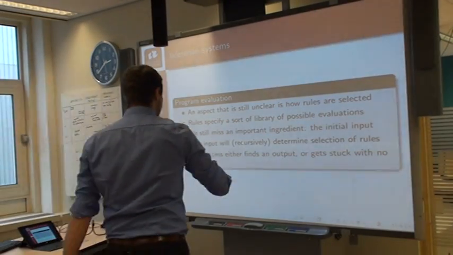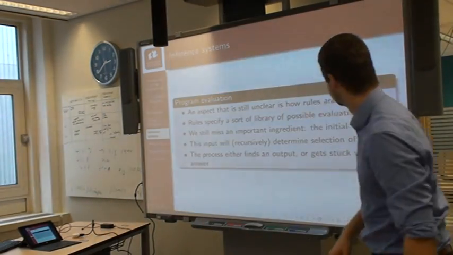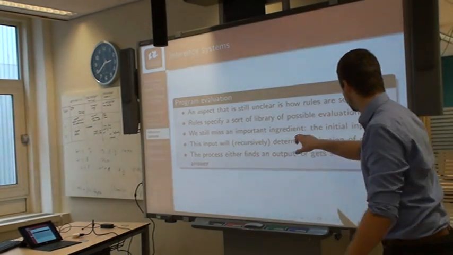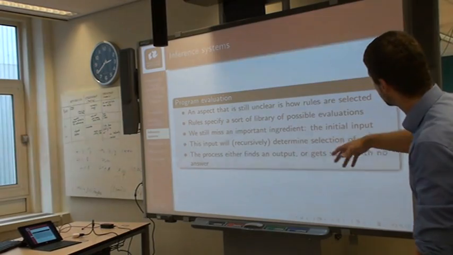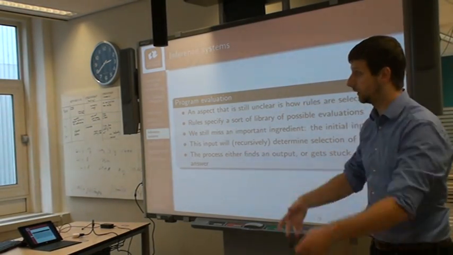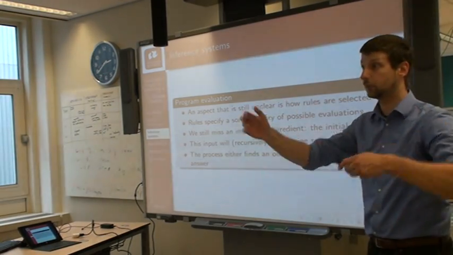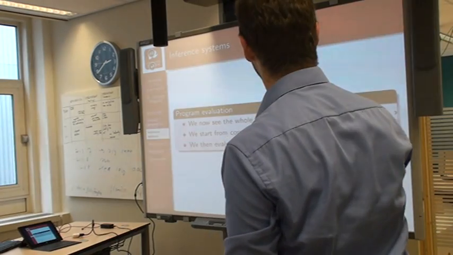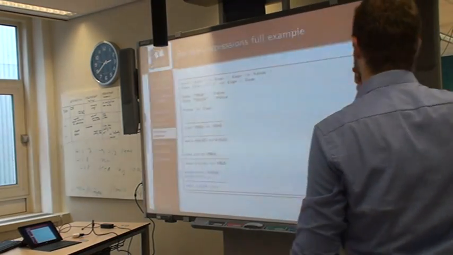We miss the initial input. This input will, recursively, determine which rules are selected in which order. And the process either finds an output, or it gets stuck with no answer and throws an error saying, no, for this input I could not find a meaningful answer. So, let's take a look at the whole process in action.